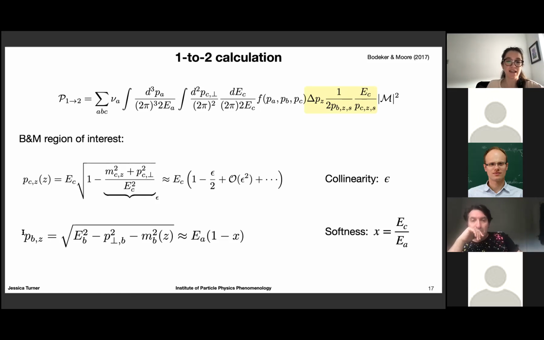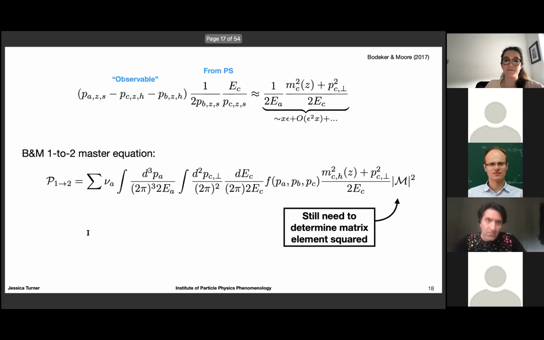Then we can rewrite P_BZ, the longitudinal momentum of B, in terms of the following dispersion relation. And that is approximately E_A(1 - x), where x is the softness parameter, which is just E_C over E_A. This is often used in collider physics and splitting functions. Right, so we'll take that term, and having rewritten our longitudinal momentums in the following way, we can rewrite this as simply 1 over the energy of A times the energy of C, and the numerator is given by what we'll call the transverse mass of particle C, and this is really x times epsilon. So those are two small parameters that tell us about the softness of the emission and the collinearity of the emission.